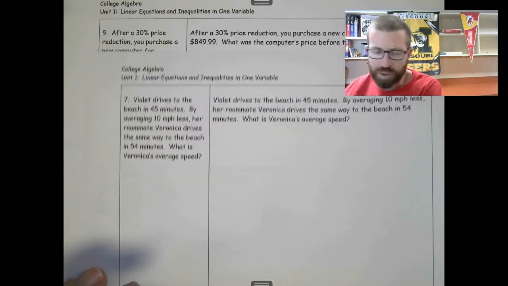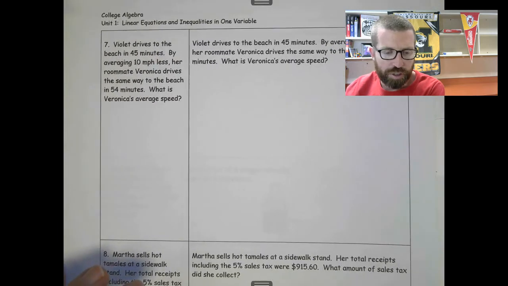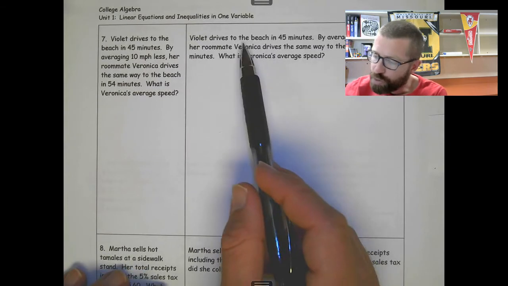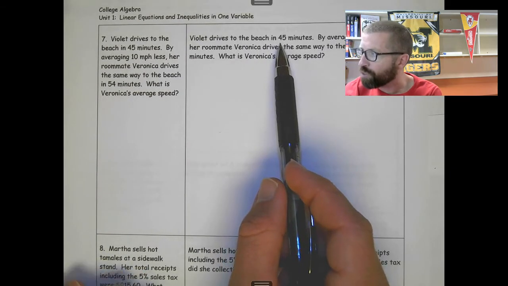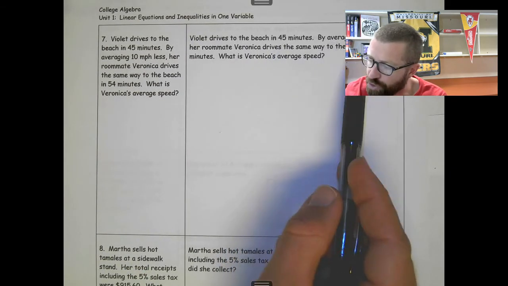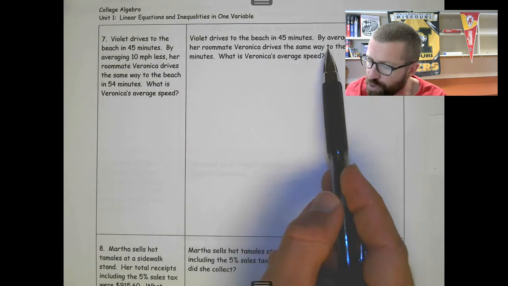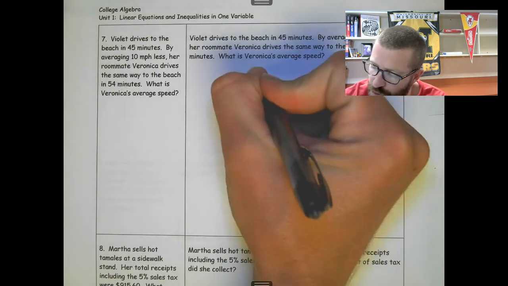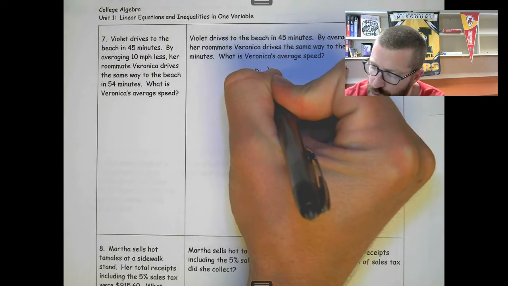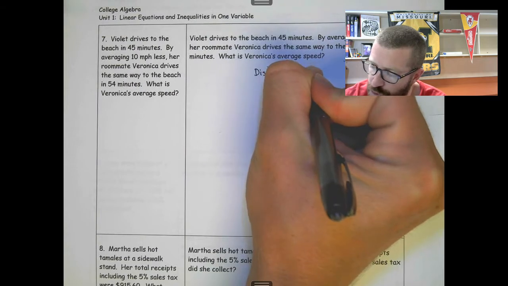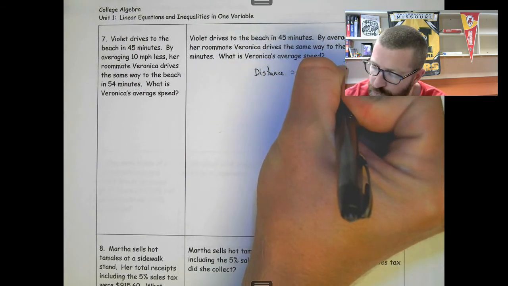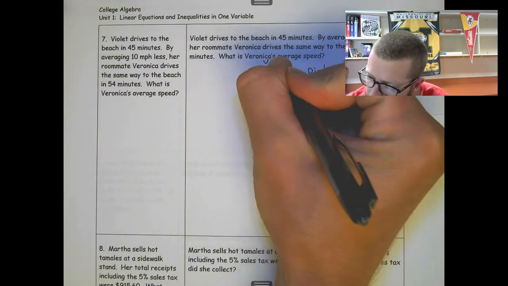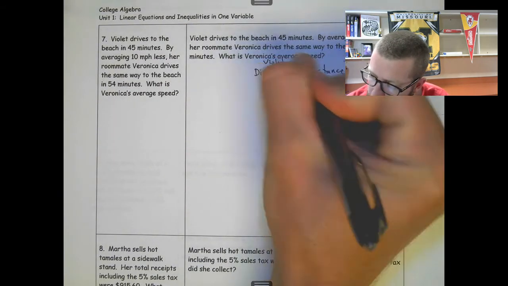Okay, let's look at another driving one. This one's a little bit different, just with the way it's set up. But Violet drives to the beach in 45 minutes by averaging 10 miles per hour less. Her roommate Veronica drives the same way to the beach in 54 minutes. So in this case, their distances are equal. So distance is equal to distance, because they're both driving to the beach. So let's make this Violet over here and make this Veronica.